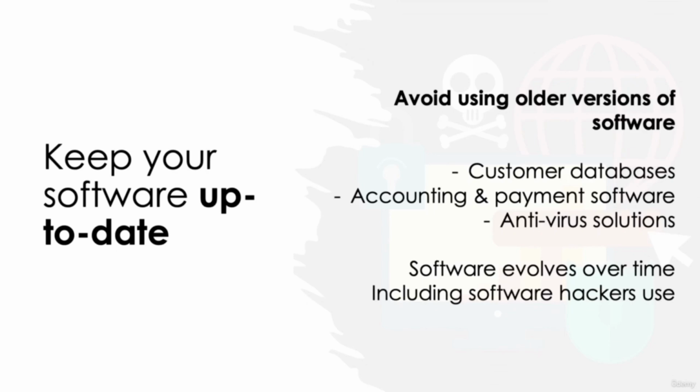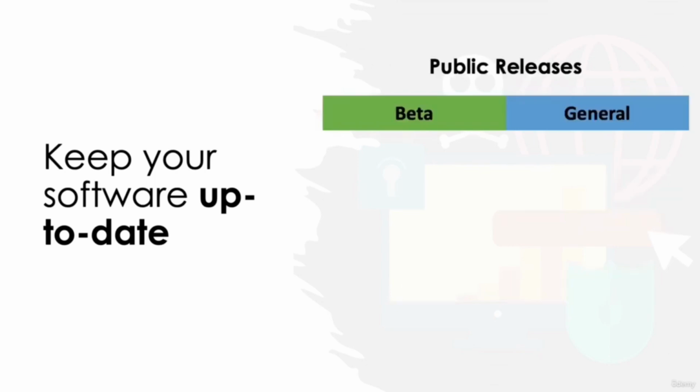In software, there are two types of public releases: beta and general releases. A general release is the version made available to all users, having been fully tested and signed off by the company's in-house quality assurance. This is also commonly known as a major software release.